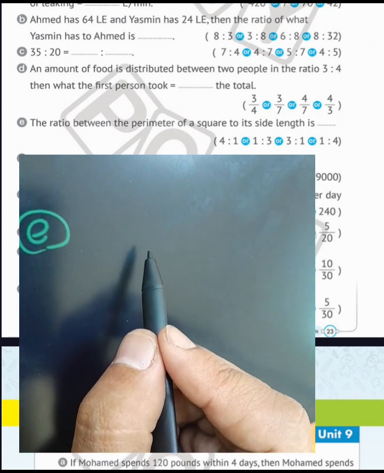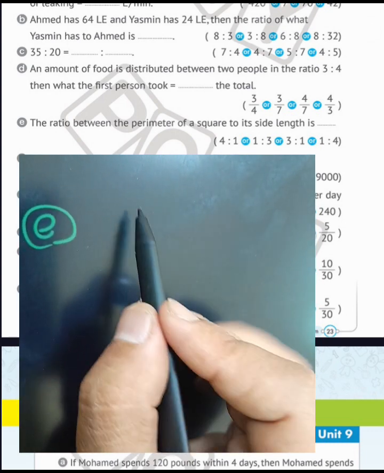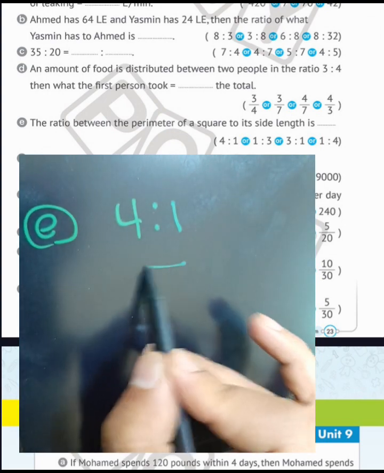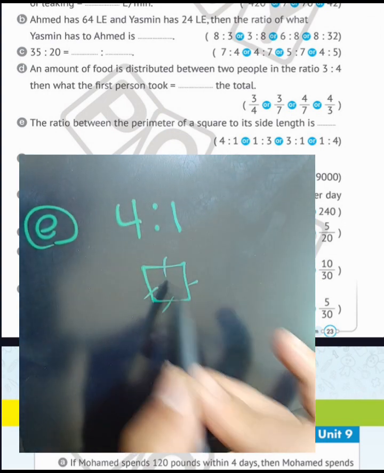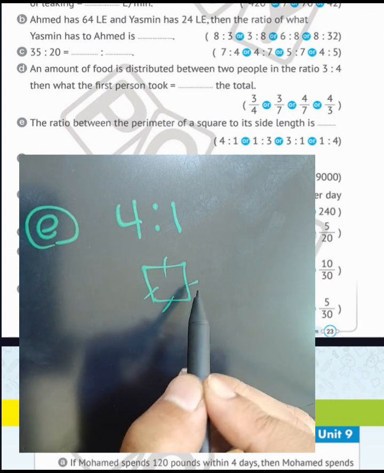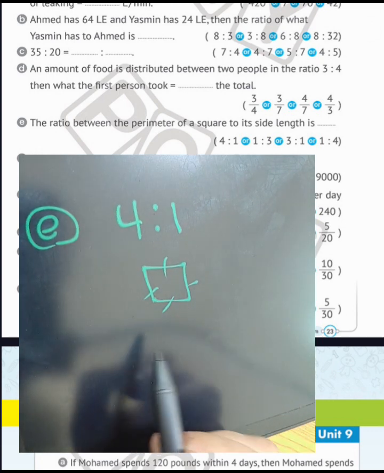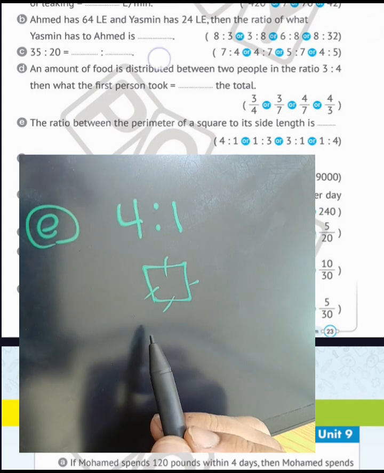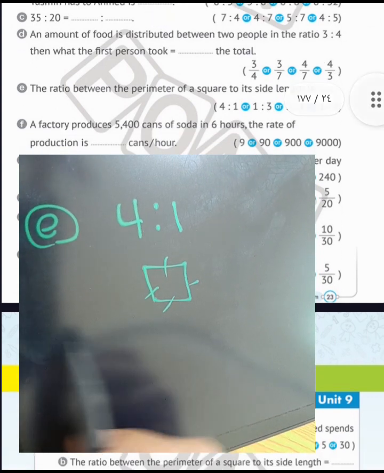The ratio between the perimeter of a square and its side length will be 4 to 1, because any square has 4 sides of equal length. Then the ratio between the perimeter of a square and one side will be 4 to 1. It was question letter E. Question letter F.